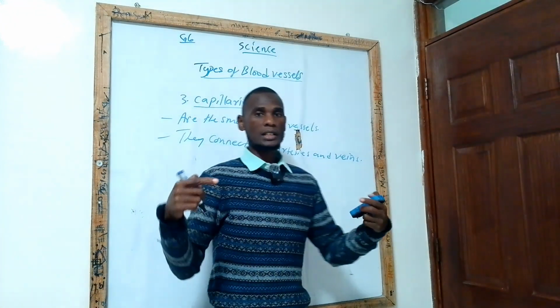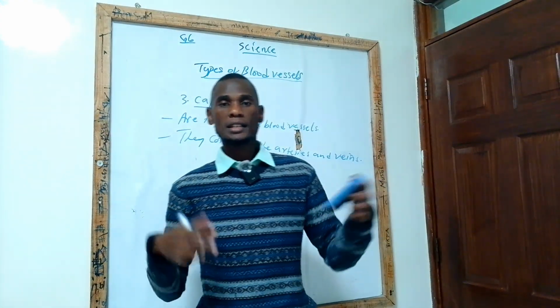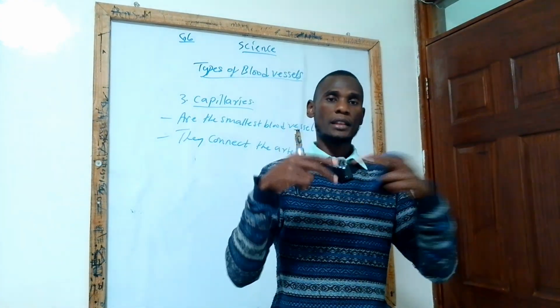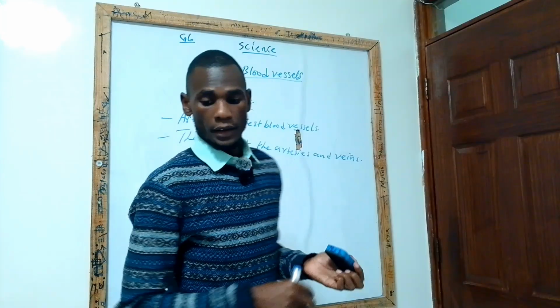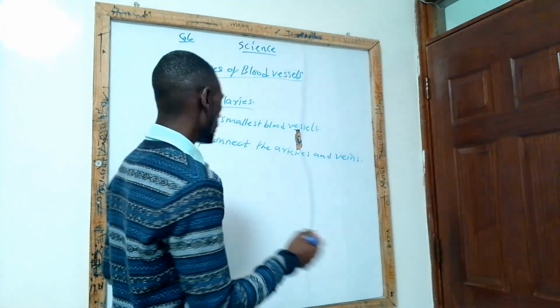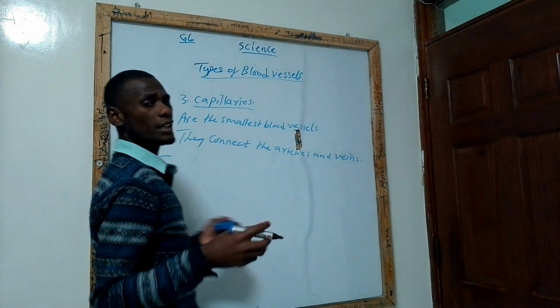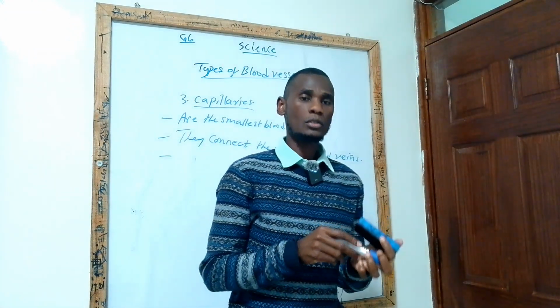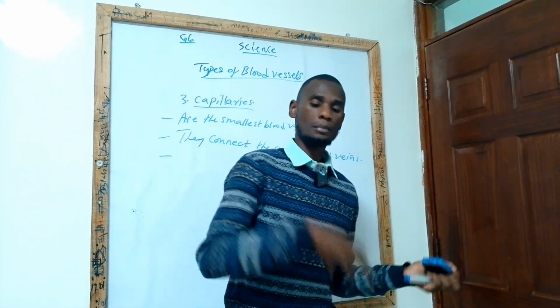Now, this is what connects the two main blood vessels, the arteries and the veins. So they are being connected by the capillaries. They facilitate the exchange of materials. These are the blood vessels that make materials move in our body from one point to another.